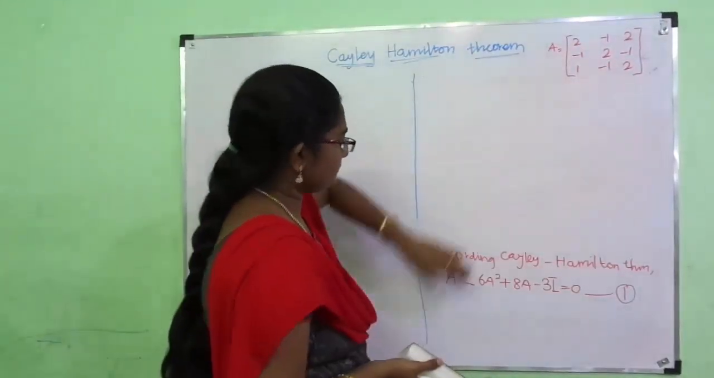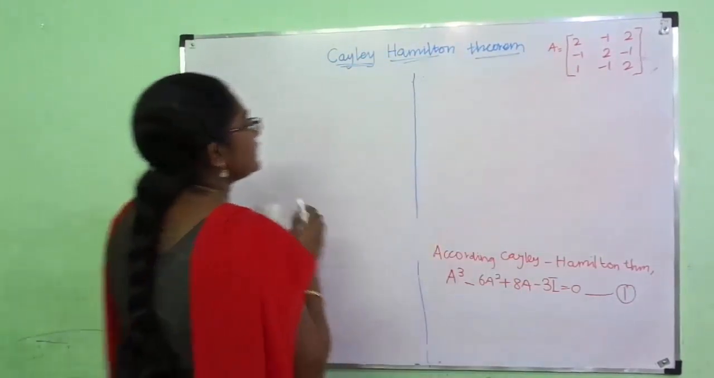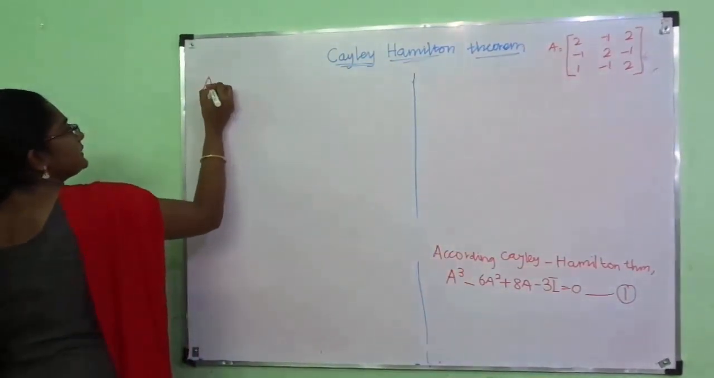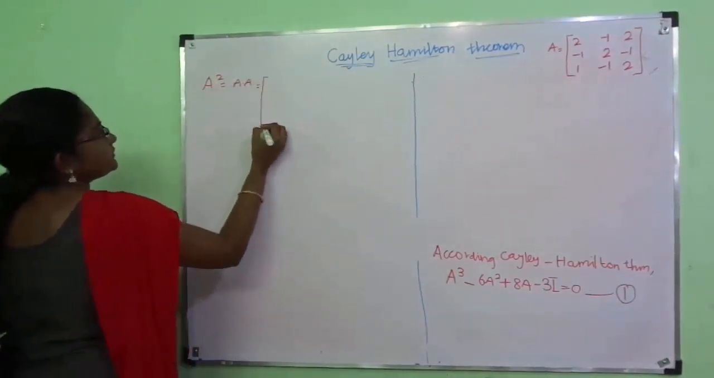Now we are going to find A square values. The given matrix A is here. I am going to find A square. A square is nothing but A into A. I am writing the given matrix.